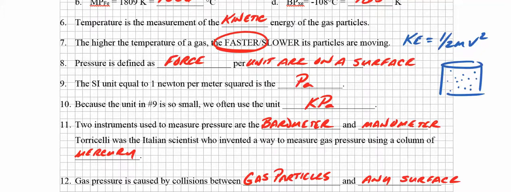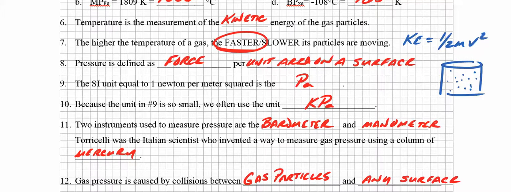So pressure is defined as the force, how much force per unit area, and that should be A, for area, on a surface, just like that. So that is pressure.